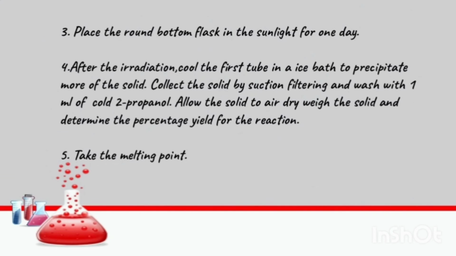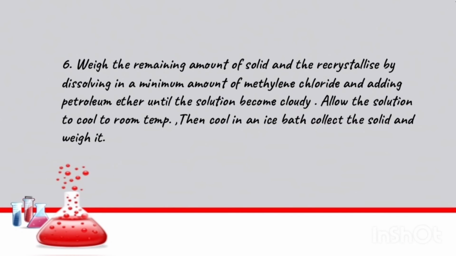Then we will place the flask in the sunlight for 1 day, and after that we will remove it and cool the tube in an ice bath to precipitate more of the solid, and collect the solid by suction filtration and wash with 1 ml of cold 2-propanol. Allow the solid to air dry, weigh the solid and determine the percentage yield for the reaction, and then after that we will take the melting point.